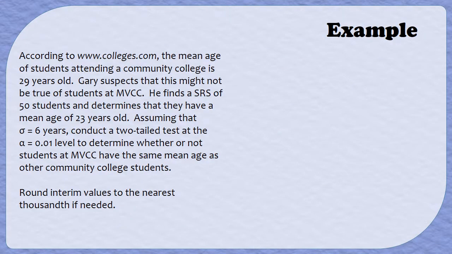According to colleges.com, the mean age of students attending a community college is 29 years old. Gary suspects that this might not be true of students at Mohawk Valley Community College. He finds a simple random sample of 50 students and determines that they have a mean age of 23 years old. Assuming that the population standard deviation is 6 years, conduct a two-tailed test at the 0.1 level to determine whether or not students at MVCC have the same mean age as other community college students. And we're going to round interim values to the nearest thousandth if needed.